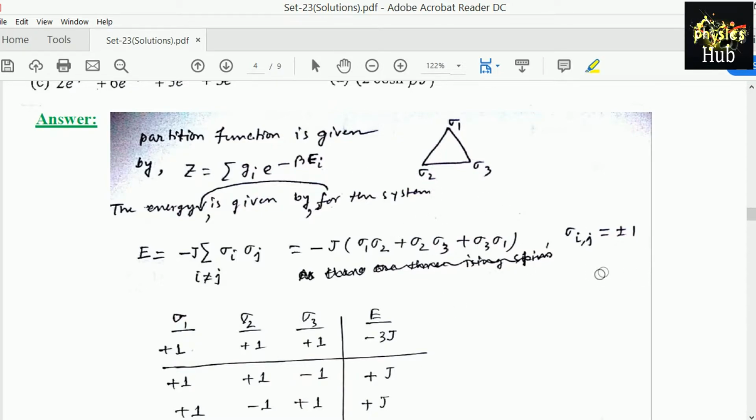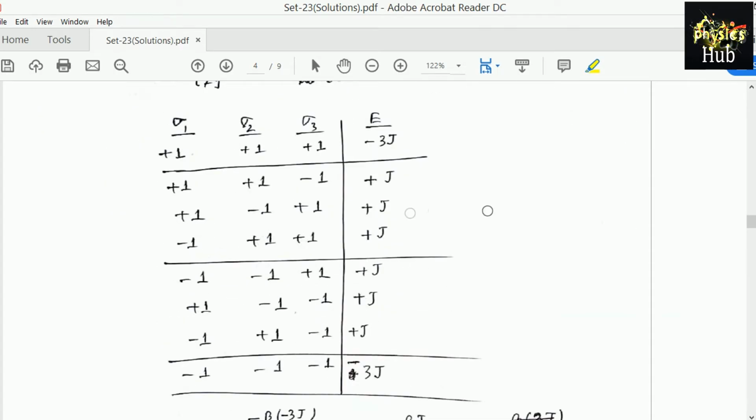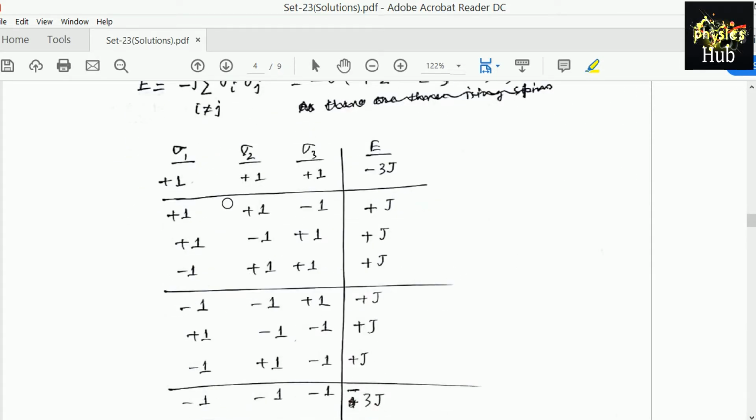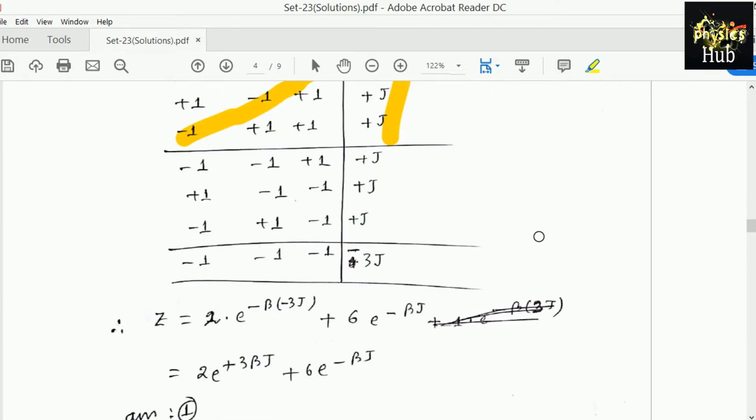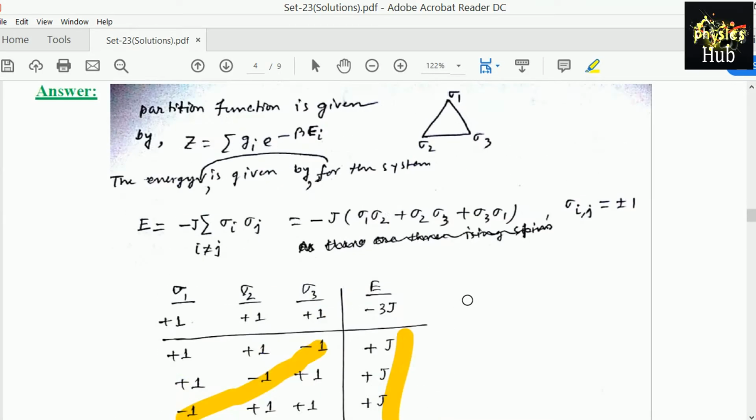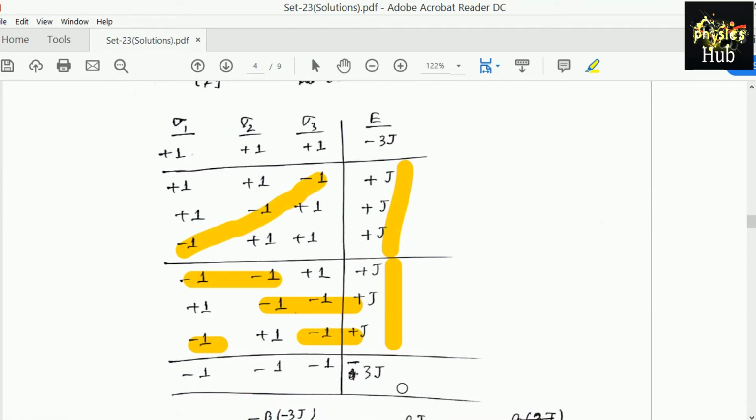Now sigma_i equals plus or minus 1. Now we construct a table using these different spins, sigma 1, sigma 2 and sigma 3. First we take plus plus plus, then the energy becomes minus 3J. Then if you consider one of the spins to be minus 1, you will get the energies to be all plus J. Now we consider 2 spins to be minus 1 at a time, and in all those cases you will get the energy to be plus J, and if you take all the spins to be minus 1, you get minus 3J.